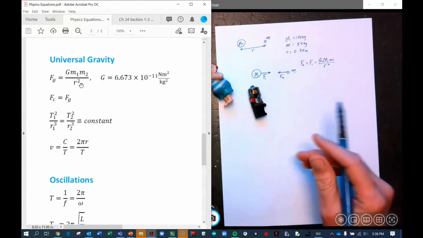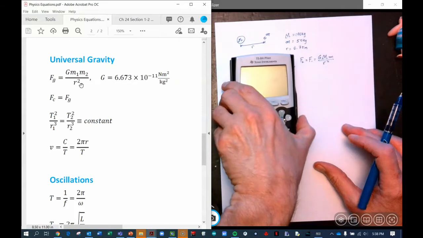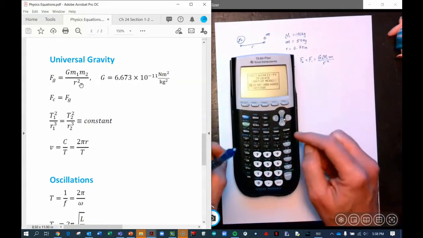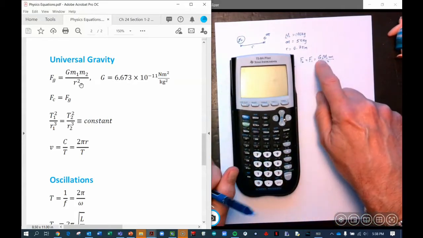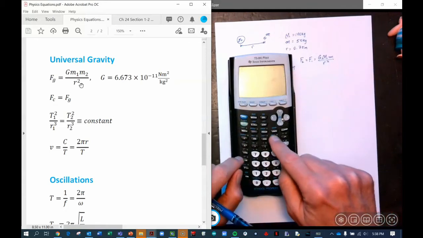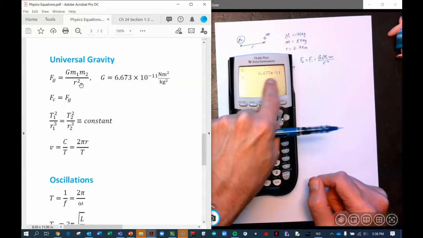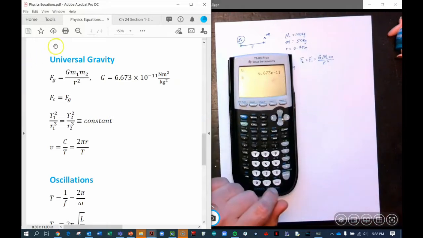If you do the calculation, hopefully you plugged G into your calculator. We did that in another video, in another class. So alpha G, and just to make sure it's working, I'll do alpha G and hit enter, and lo and behold, there it is. And that G is the same as that G there.